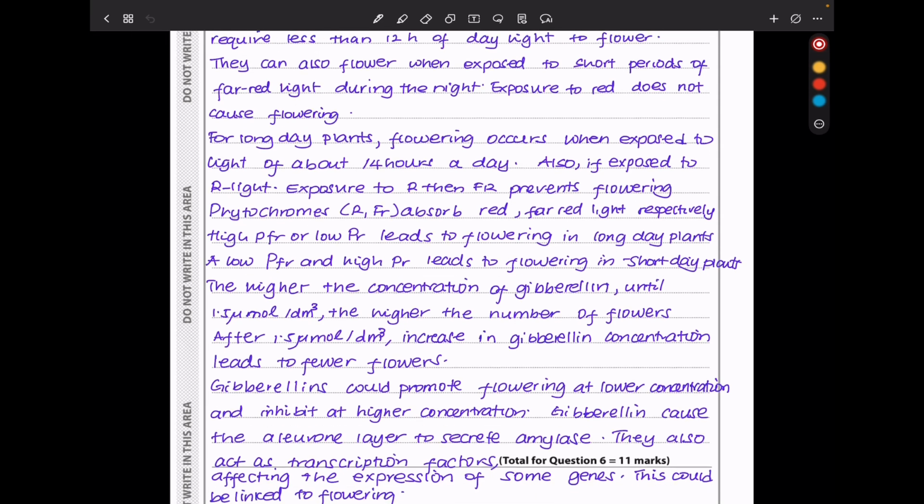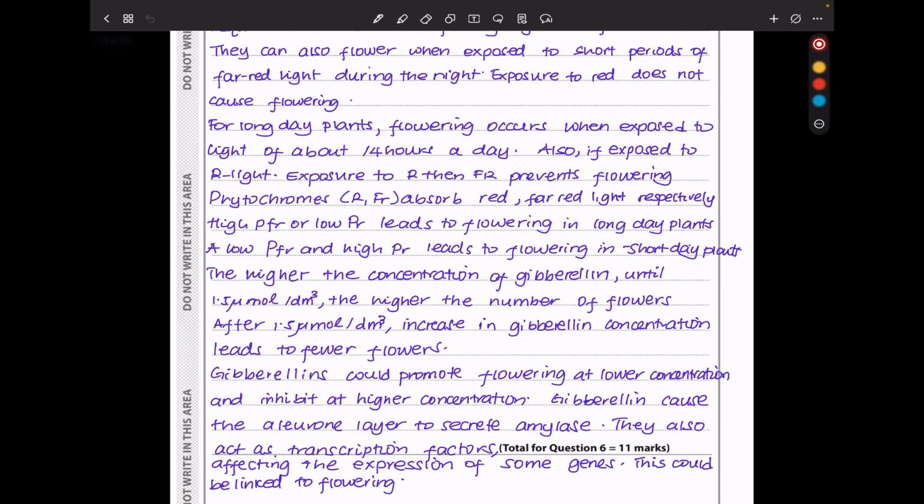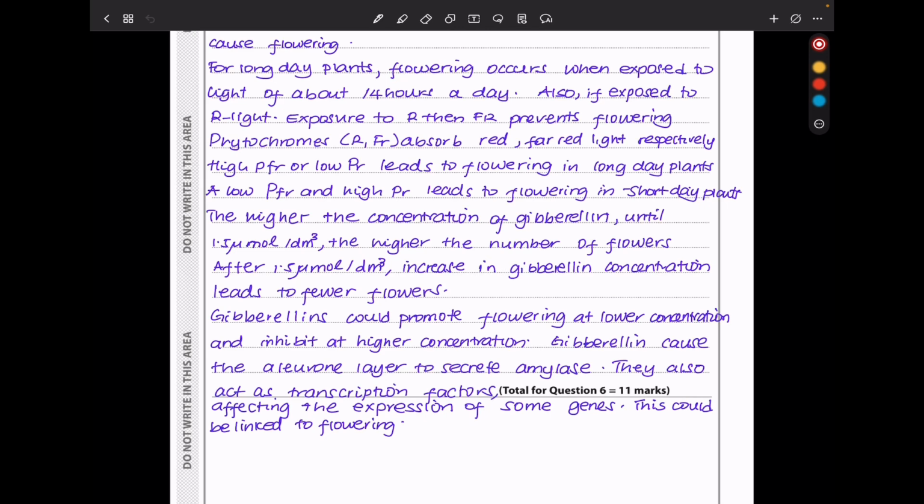The higher the concentration of gibberellin until 1.5 micromole per decimeter cubed, the higher the number of flowers. After 1.5 micromole per decimeter cubed, an increase in gibberellin concentration leads to fewer flowers. Gibberellin could promote flowering at low concentration and inhibit at high concentration.